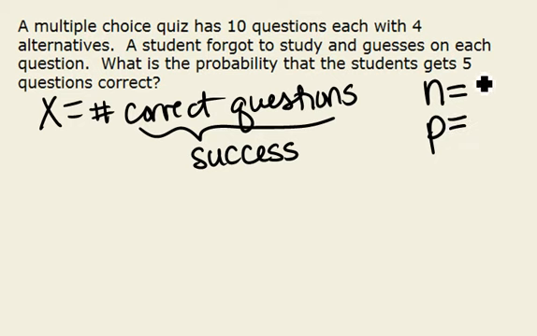The number of trials here would be 10, and the probability of getting a question right is 1 out of 4, or we can write p as 0.25.